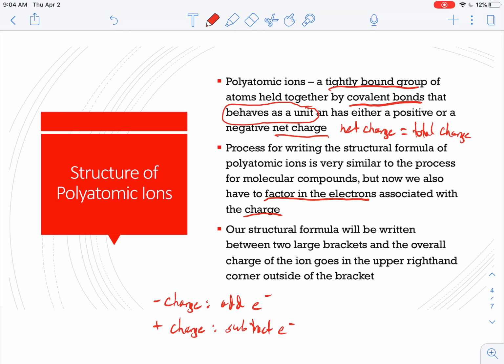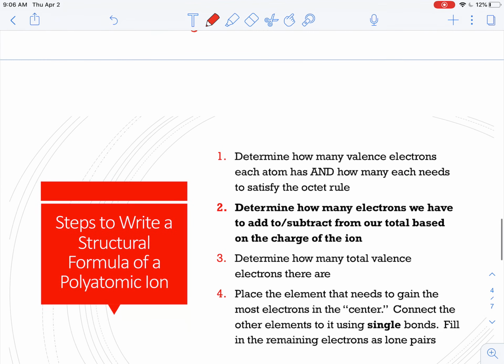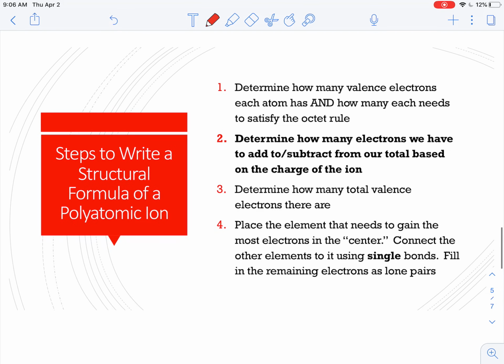The big difference is when we go about writing the structural formula, our formula is going to be between two brackets, and we're going to want to write the charge of our ion in the upper right-hand corner outside the bracket. So this is going to be one small last step we'll have to include at the very end. When we look at these rules for how to write the structural formula for a polyatomic ion, the rules are pretty much the exact same. The only new things we're going to add in are highlighted in bold here.